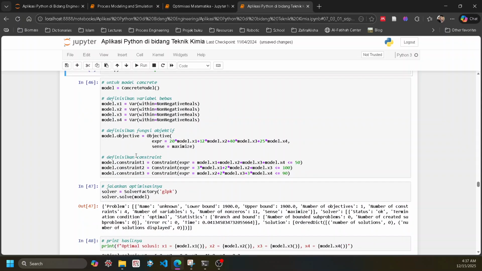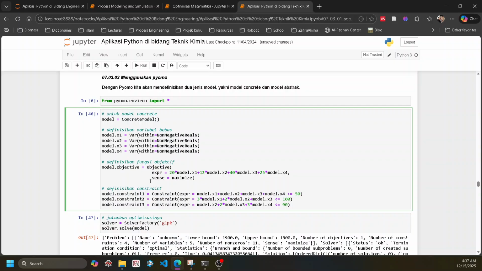And then the objective function m.objective, we have to write the expression. So expression equals 20x1 plus 12x2 plus 40x3 plus 25x4, and then we want to maximize. So in this case, with pyomo, we don't need to put negatives in the coefficients, we can simply put sense maximize. By default it's minimize, but in this case we put sense equals maximize, so it knows that we have to maximize it.